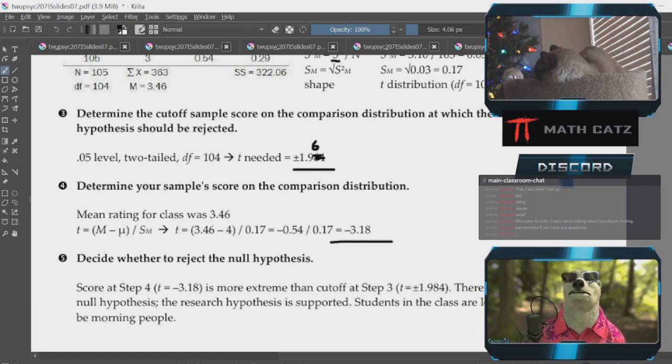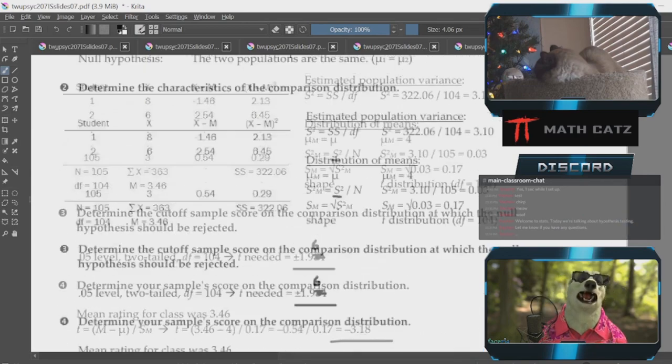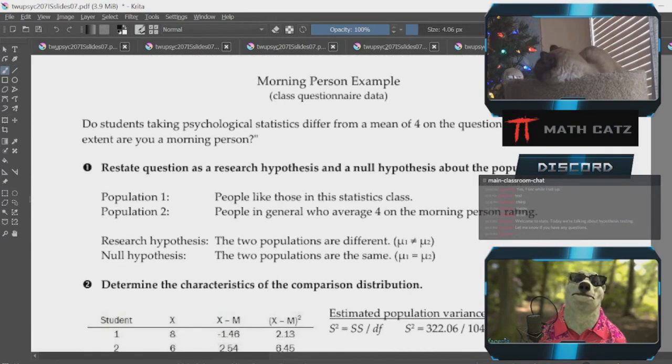The evidence suggests or supports the hypothesis that students in this class are less likely to be morning people. Well, we can't really say that. We can only say they are different in their morning person rating. That's all the hypothesis we're testing. Is it different or is it the same?